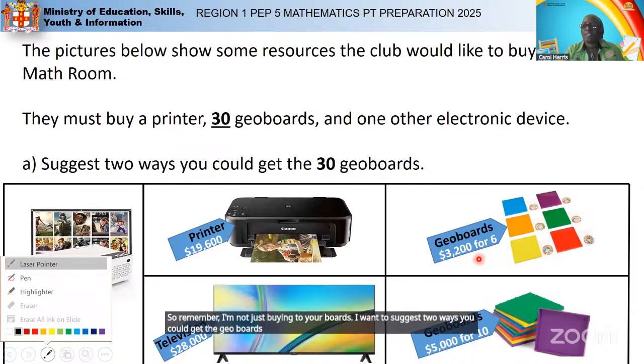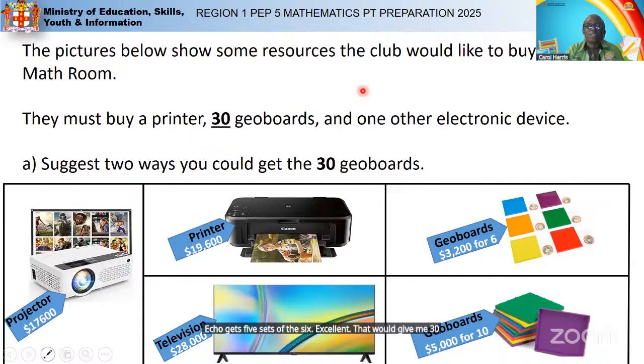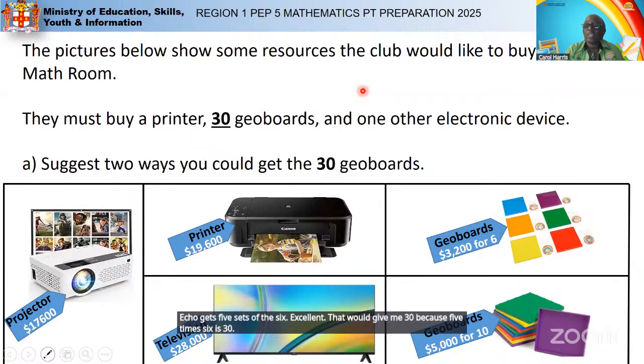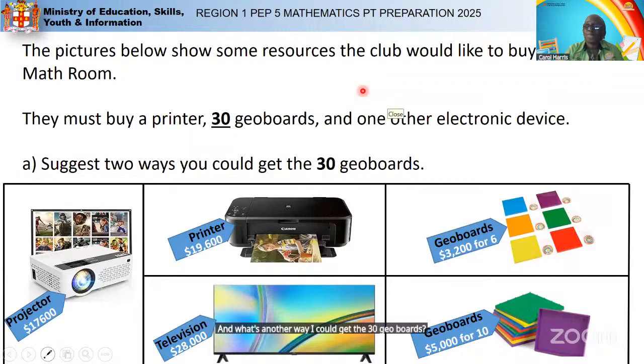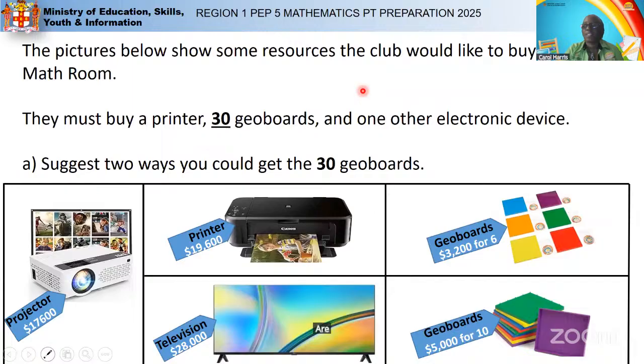All right, I see someone typing that you could get 5 sets of the 6. Excellent. That would give me 30 because 5 times 6 is 30. And what's another way I could get the 30 gearboards? I'm seeing 3 sets of 10 from Michelle Guns, right? So Woodford Primary has 10 by 3, 3 sets of 10, or 5 groups of 6. Excellent. Thank you for that.